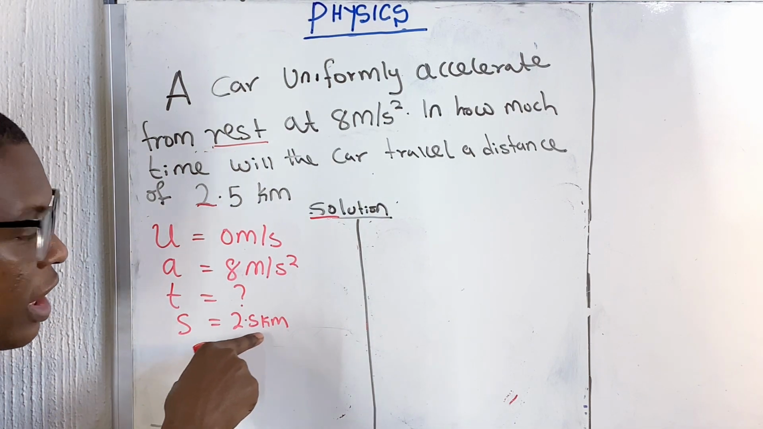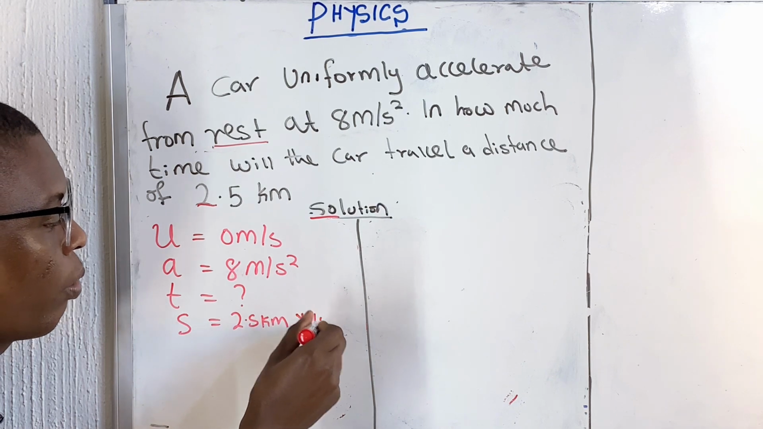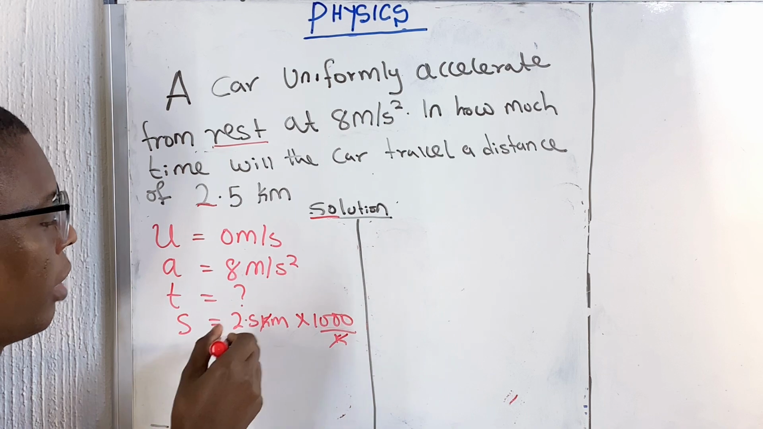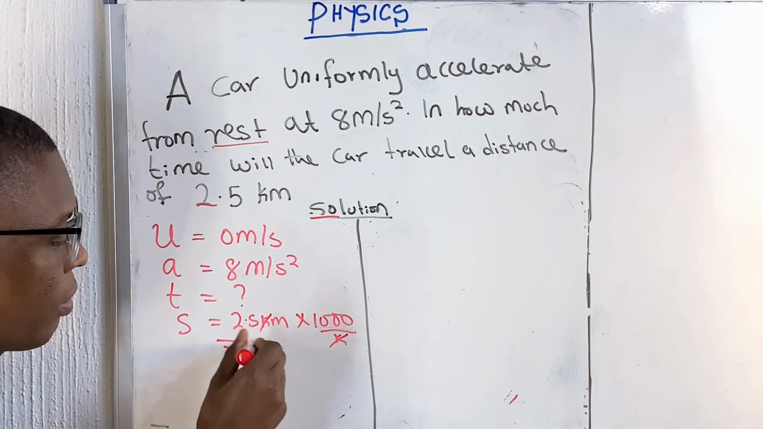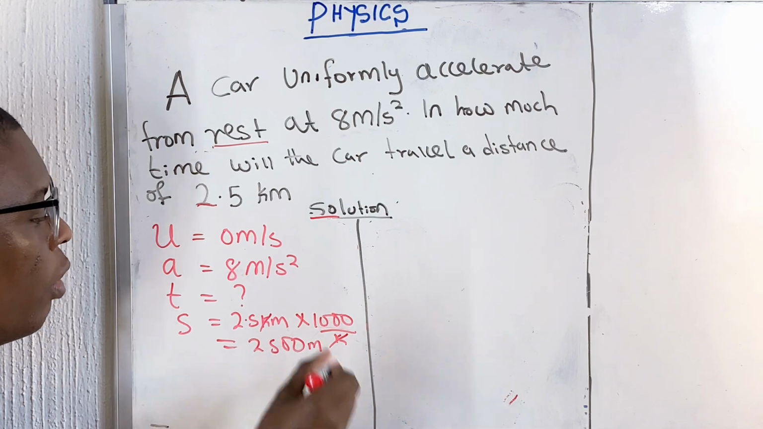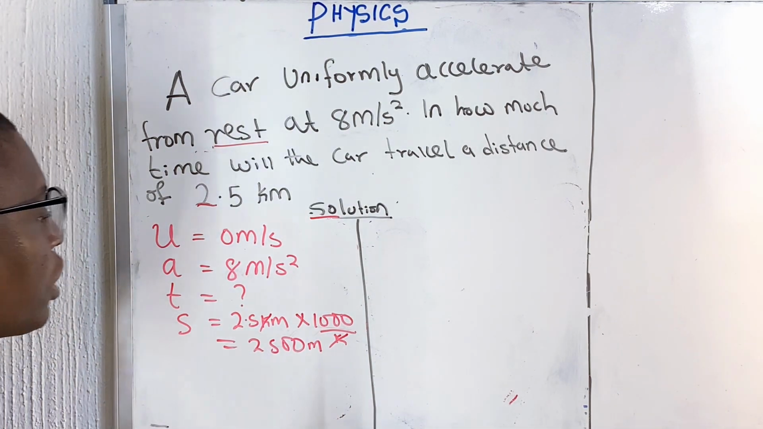But we need to change this 2.5 kilometers to meters. So we multiply by 1,000, which is kilo. So it cancels the kilo. And 2.5 times 1,000 will give you 2,500 meters.